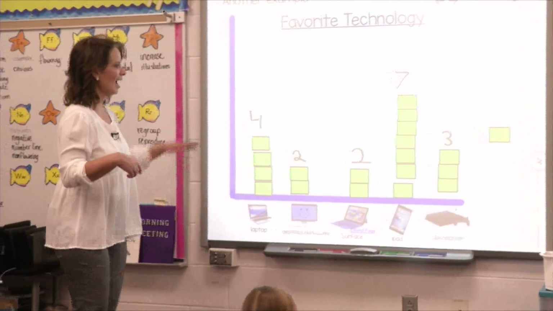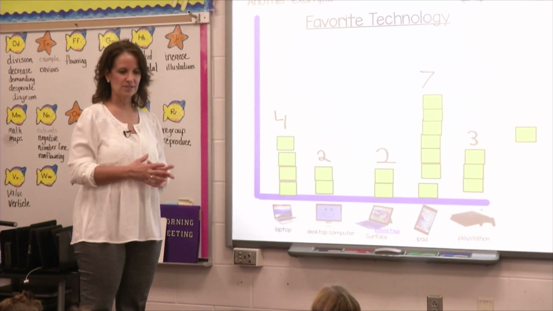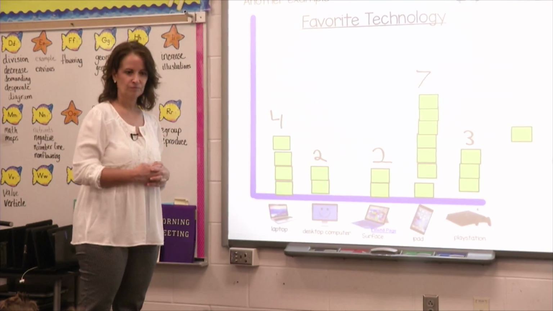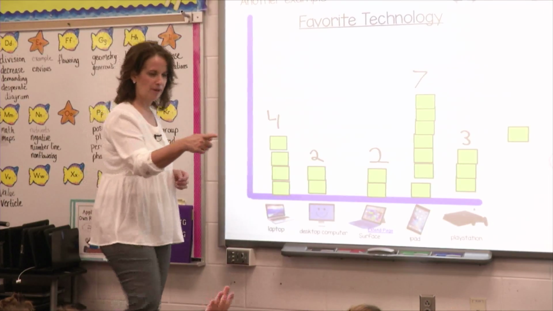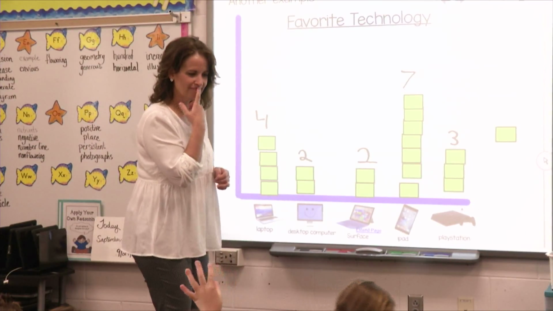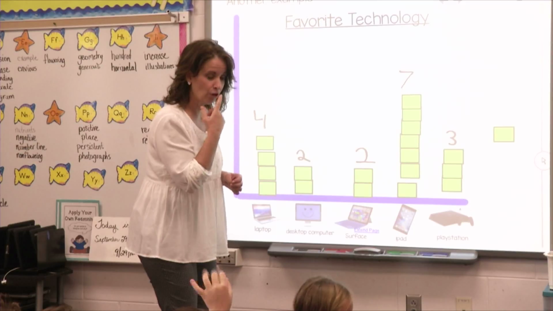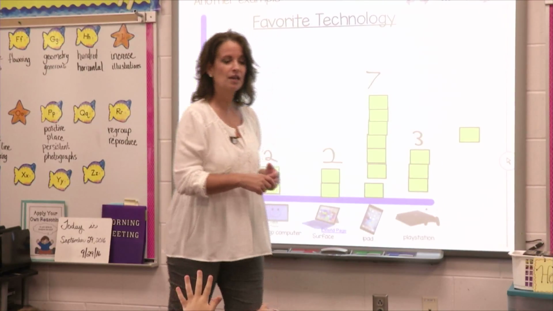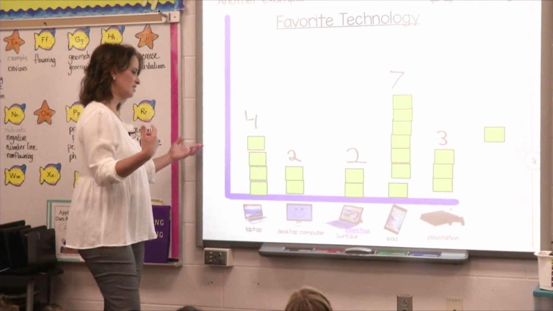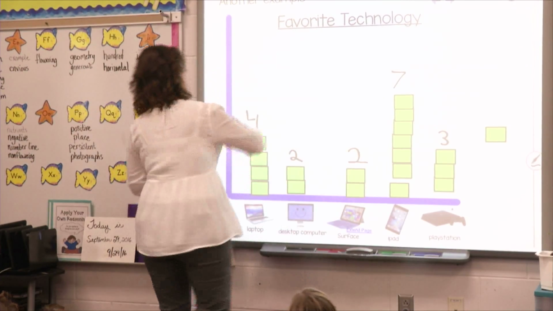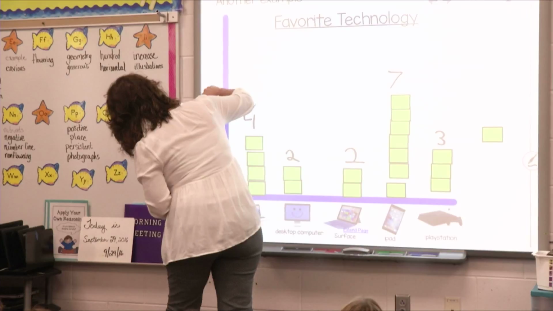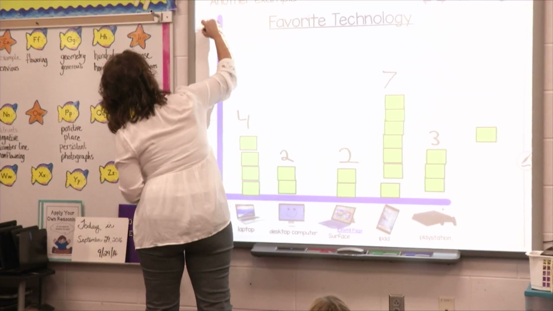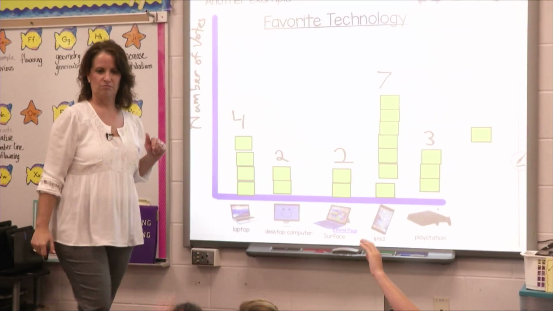So now, how should I label this side? What should I do? What would be the best way to do it? Ideas. Ben? You lost your thought? Well, hang on to it. Try to get it back. You can tell me in a minute. You should put numbers on the side so you know. Numbers on the side, definitely. So the number of votes, I should write that over here. Okay. Number of votes.